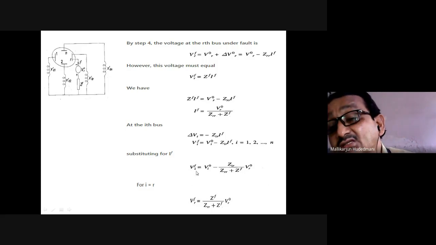Again, I can simplify. A special case may occur: bus number I may be R itself. I replace it as a special case study. I can be R. If that is the case, what will happen? It becomes VRF.